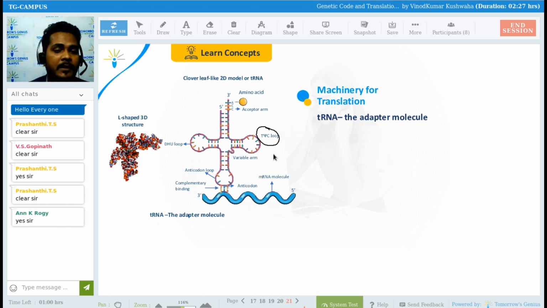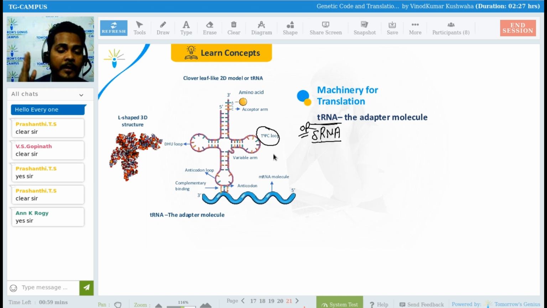So this adapter molecule is called tRNA, or simply transfer RNA, or it is also referred to as sRNA. Means tRNA is also referred to as sRNA, small sRNA. sRNA for soluble ribonucleic acid, or tRNA, transfer ribonucleic acid. Both are the same. Now the tRNA consists of 15% of total RNA, as I told you, right?